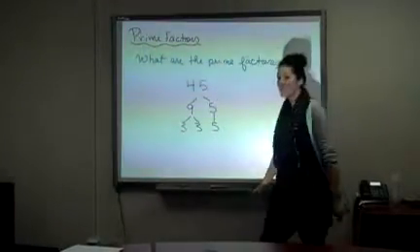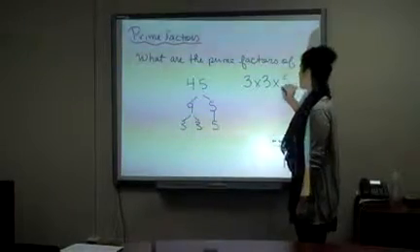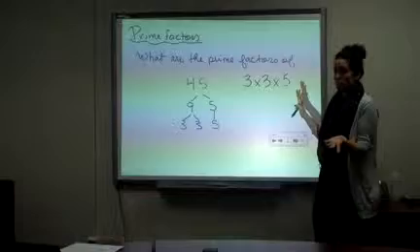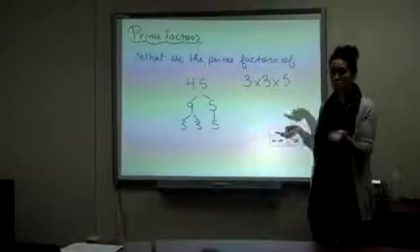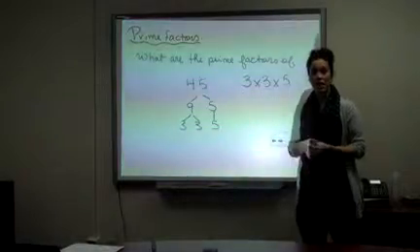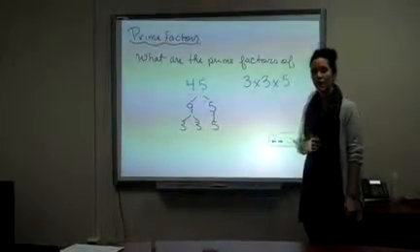So my final answer can be written as a multiplication of prime numbers. All right, so 3 times 3 times 5. This is the right answer. Your teacher could be asking you a multiplication of prime numbers. And what's good about this is you can check your answer after. So 3 times 3 is 9, times 5 is 45. You're good to go, all right?